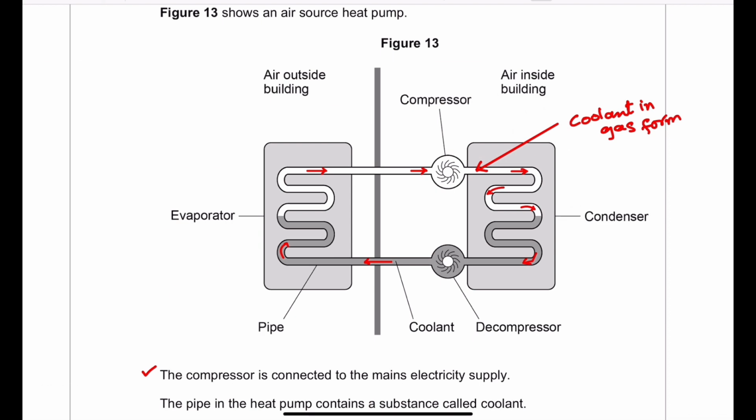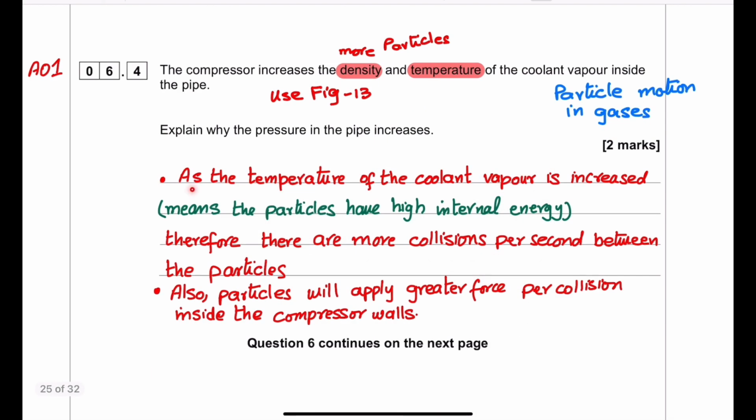Let's see the model answer. As the temperature of the coolant vapor is increased, it means the particles have high internal energy. Therefore, there are more collisions per second between the particles. Also, the particles will apply greater force per collision on the compressor walls, which increases the pressure on the walls of the compressor.